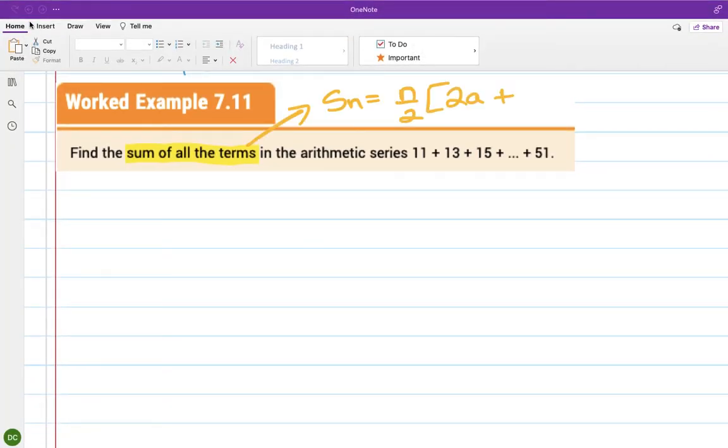There you go. Now, to fill out this SN formula, which isn't complete there, we need 3 things. So to be able to find the sum of all the terms, we need 3 things. We need to know N, which is the number of terms. We need to know A, which is the first term, and we need to know D, which is the common difference between the terms.